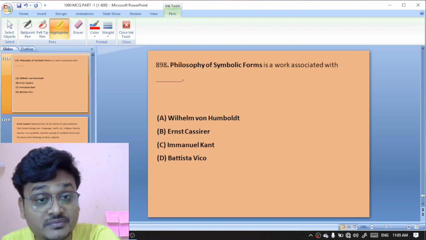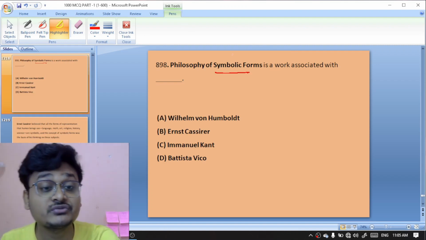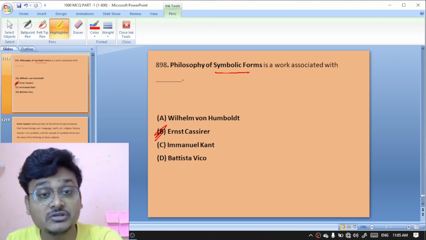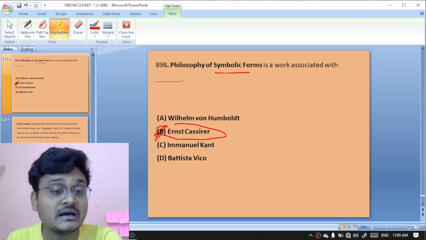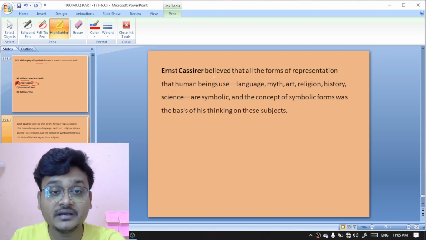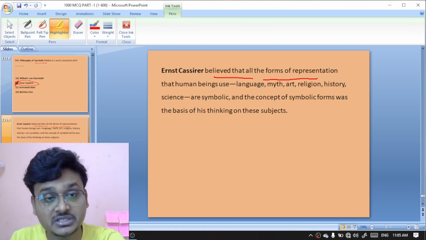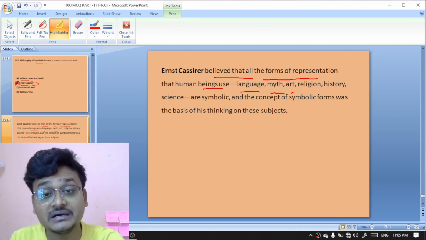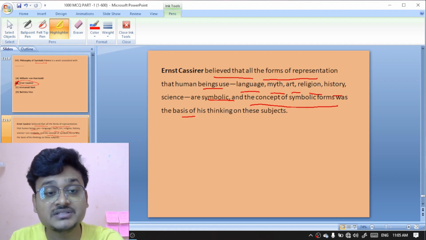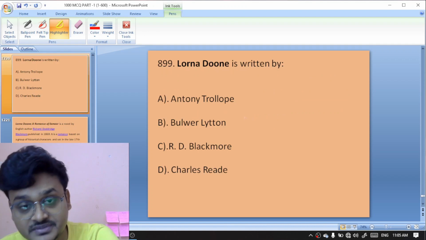Okay, Philosophy of Symbolic Forms is a work associated with Ernst Cassirer. Ernst Cassirer believed that all the forms of representation that human beings use, language, myth, art, religion, history, science, are symbolic, and the concept of symbolic forms was the basis of his thinking on this subject.